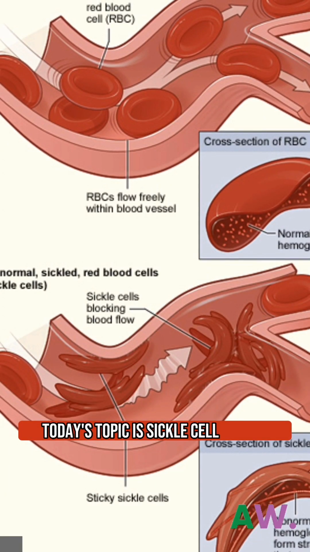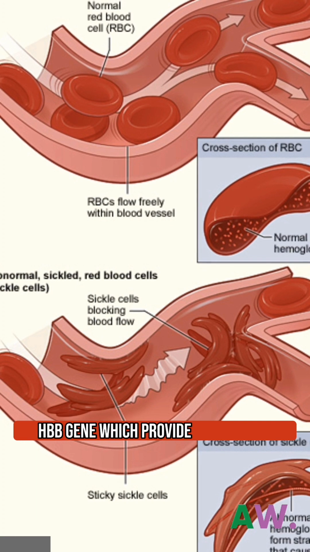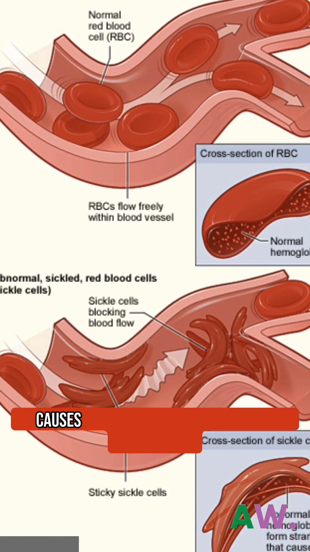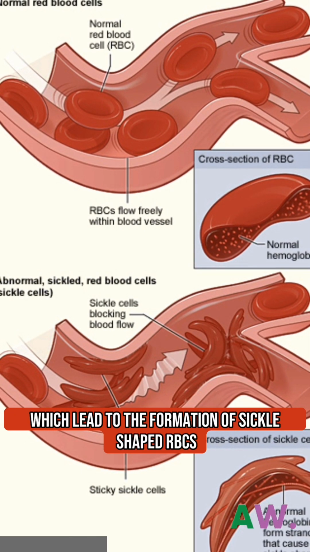Today's topic is sickle cell anemia. Sickle cell anemia is caused by a mutation in the HBB gene, which provides instruction for making a protein called beta globin. The mutation causes the production of abnormal hemoglobin, which leads to the formation of sickle-shaped RBCs.